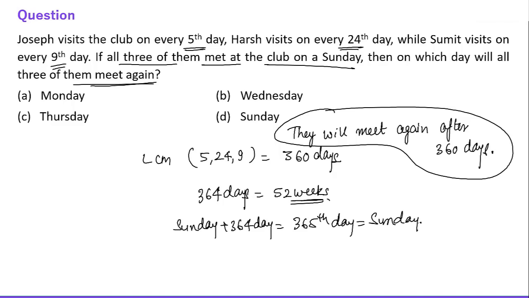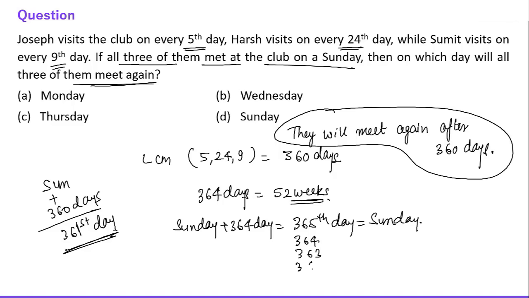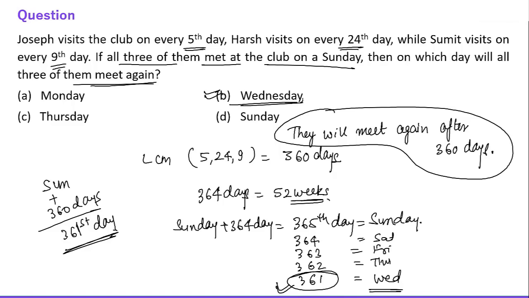Fine. So what are they asking? They're asking the 361st day, because we need to add 360 days, right? So Sunday plus 360 days equals the 361st day, right? So which day will be the 361st day from Sunday? Fine. So the 365th is Sunday, then 364th, 363rd, 362nd, 361st, right? This is Saturday. This is Friday. This is Thursday. This is Wednesday. The 361st day will be Wednesday. Right, everyone? The answer is Wednesday. Right? The correct choice is B option.